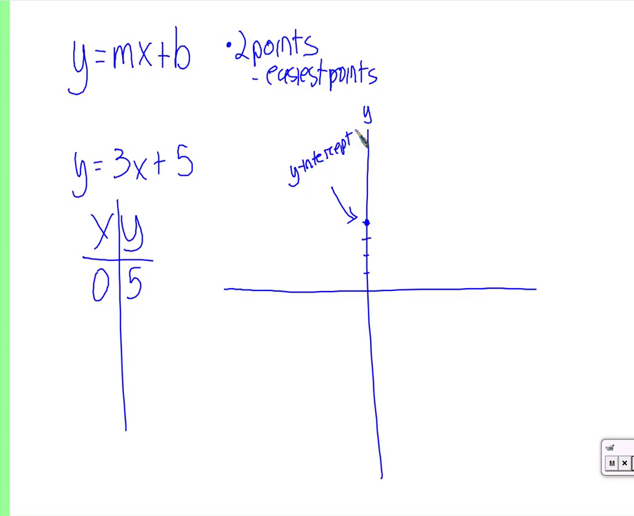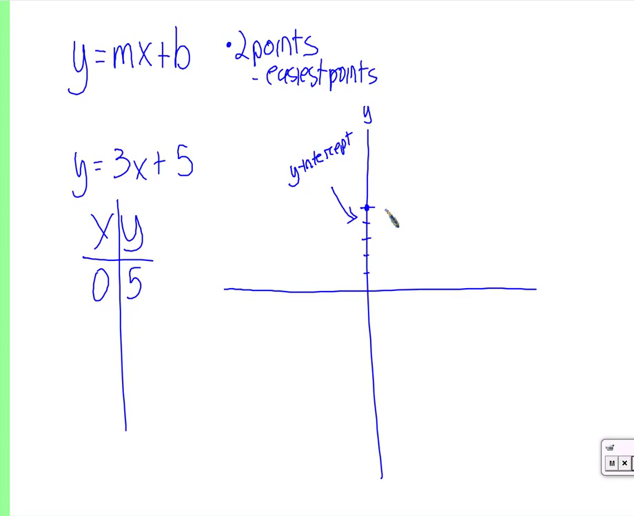Alex? You put it on the 4. There we go, 5. Thank you. But that's what all those hands were raised for. So that's the y-intercept. That's what it's called. Anytime you plug in 0 for x, it's going to be on the y-axis because x is 0.